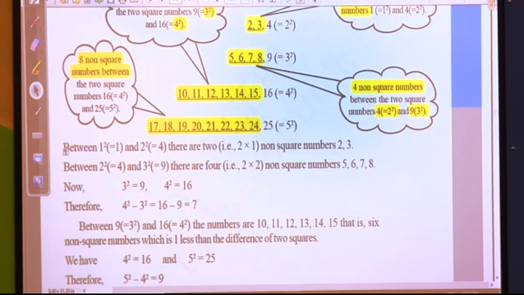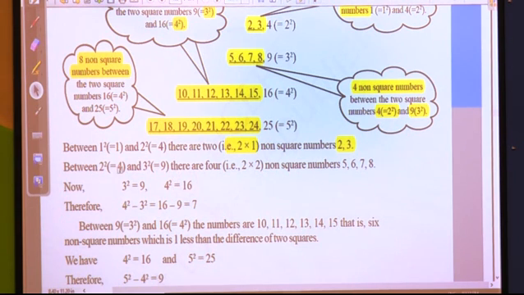Now they are explaining further: between 1 square and 2 square there are 2 into 1 non-square numbers. They are saying there are 2, that is 2 into 1 non-square numbers.